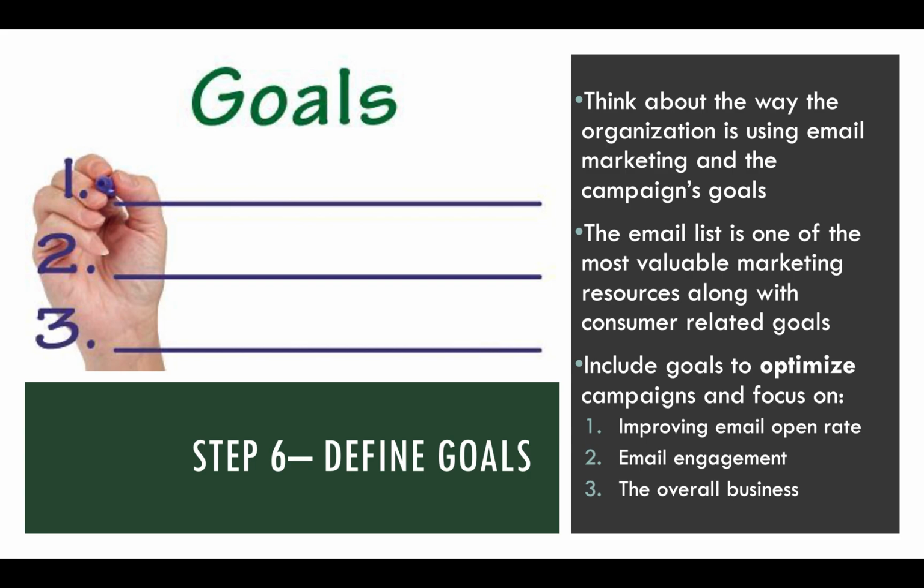The sixth step would be to define your goals. Think about the way that the organization is using email marketing and the campaign's goals. The email list is one of the most valuable marketing resources along with the consumer related goals. So you need to include goals to optimize campaigns that focus on improving your email open rate, your email engagement, and the overall business.